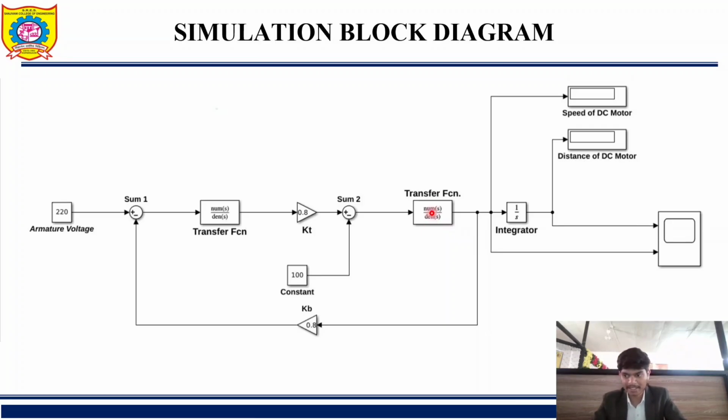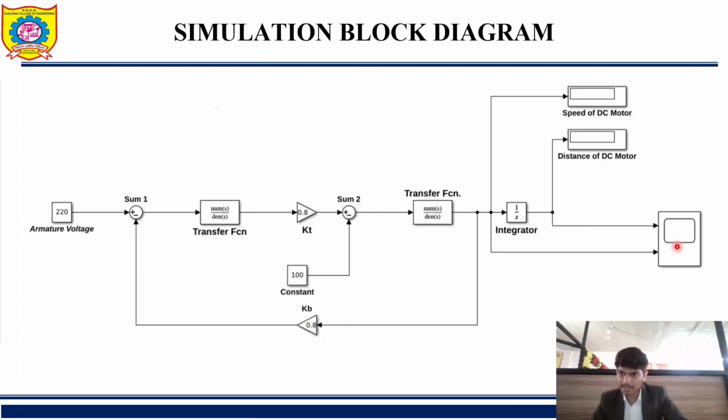Then we require the integrator. It converts speed into position. Then we require one constant block. We give 100 volt to the constant and it is connected to sum 2 for the mechanical equation. Then we require the gain KB. Gain KB is the back EMF feedback and it converts speed into the feedback through KB.